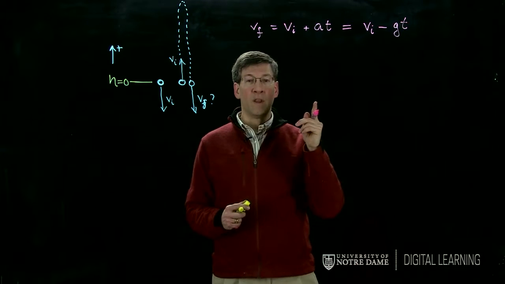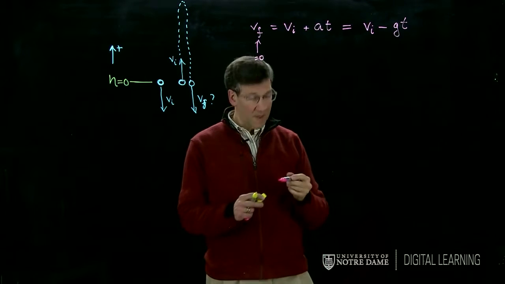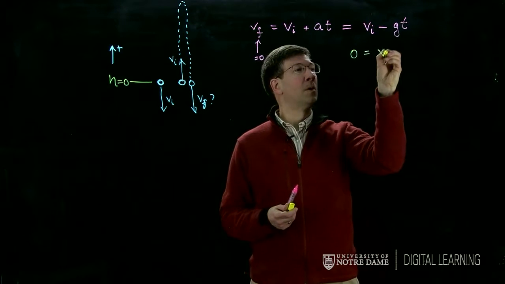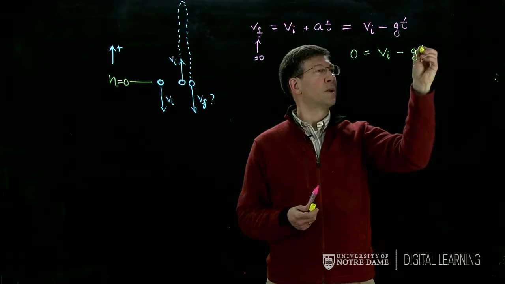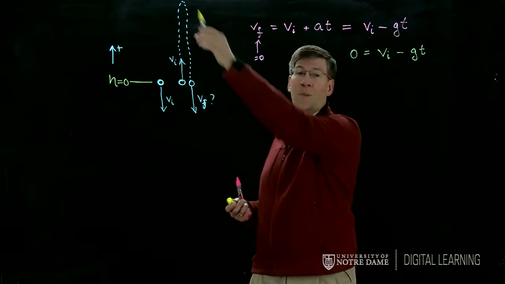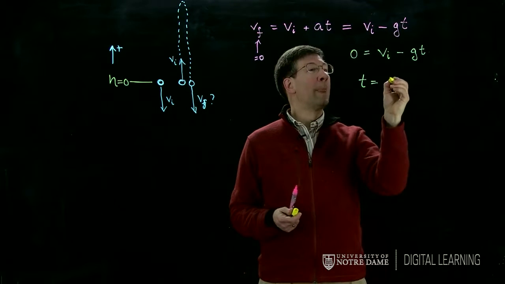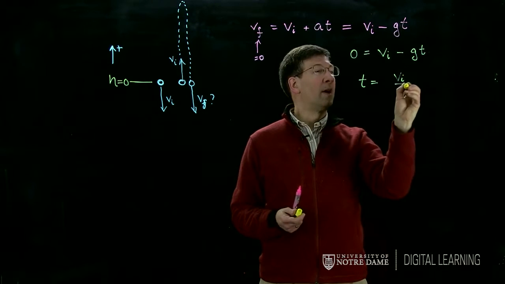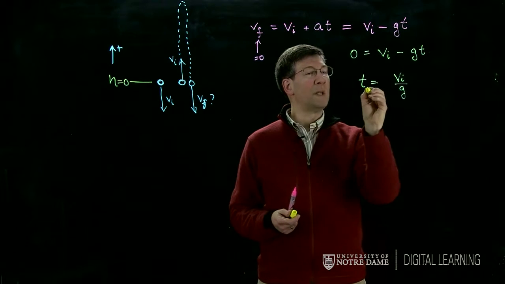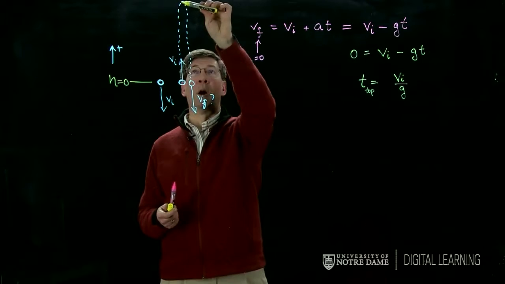Now we also know that the final velocity at the top of the motion is equal to 0. So this gives us an equation we can write out here: 0 is equal to the initial velocity minus the gravitational acceleration times the time. This allows us to solve for how long it takes for the ball to get up to the top and stop. So t is equal to v initial divided by g. Since this is the time it takes to get to the top of the motion, let's call this t top. That's the amount of time it takes for the ball to go up and stop.